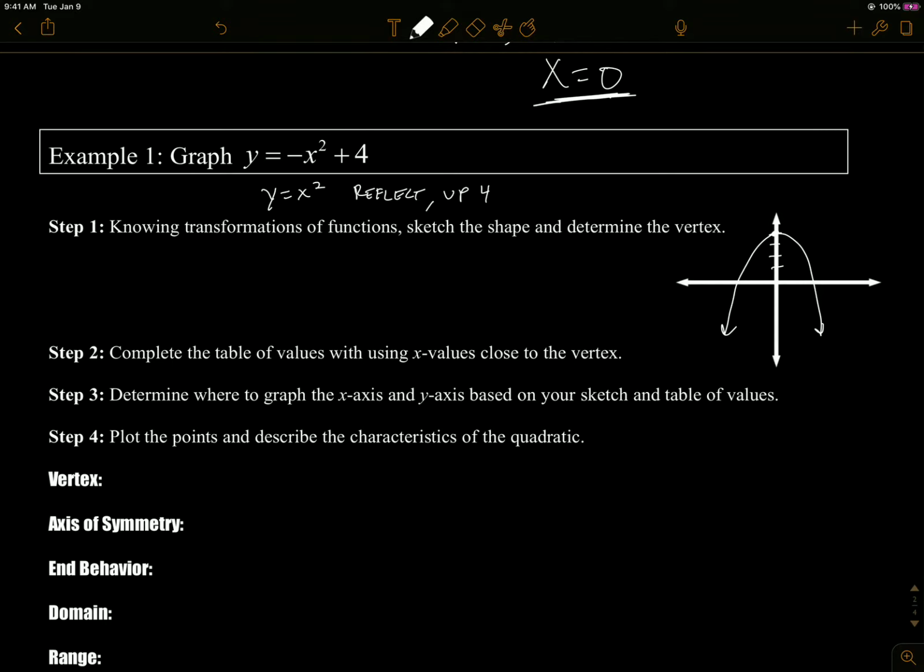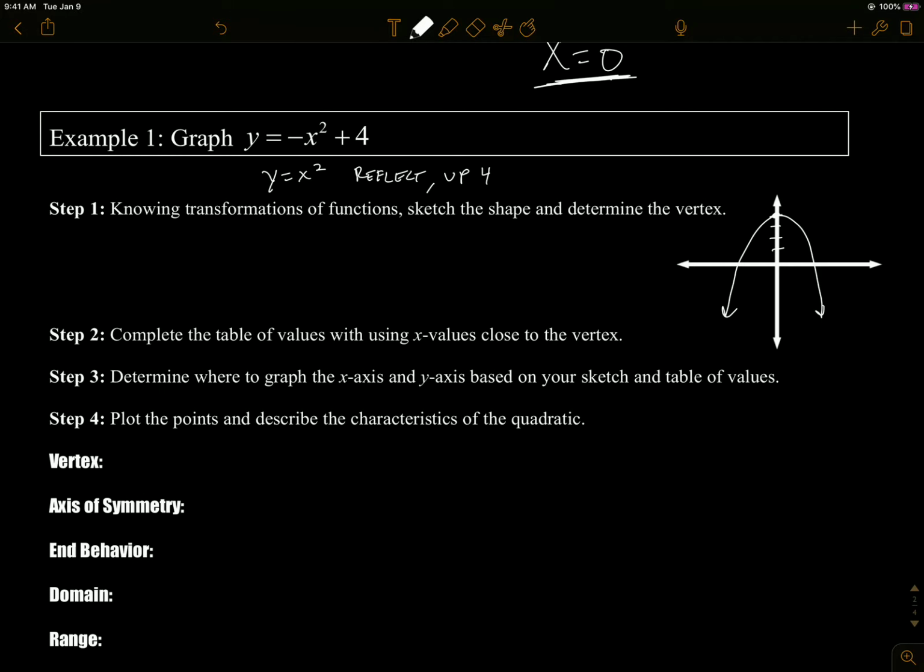Complete the table of values using x values close to the vertex. So we always want to stay near our axis of symmetry, meaning the x value of 0 there. I'll do it this way, x equals 0. In this case, it's still at 0 because our graph was not shifted left or right. If I had something like (x minus 2) squared plus 4, then my axis of symmetry would shift right 2. So this number in here is really going to affect my axis of symmetry.